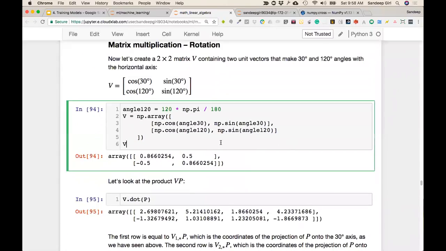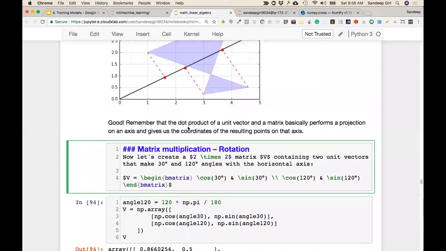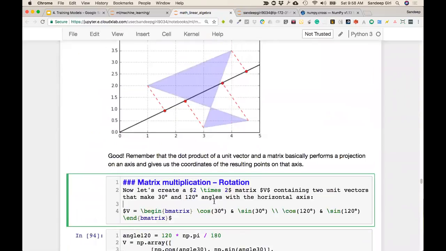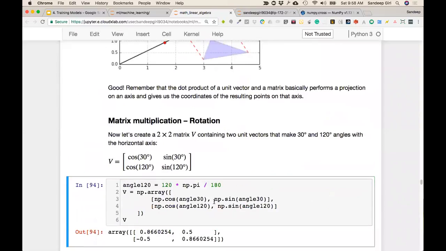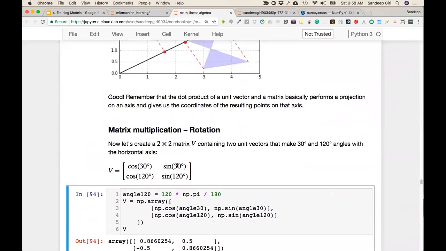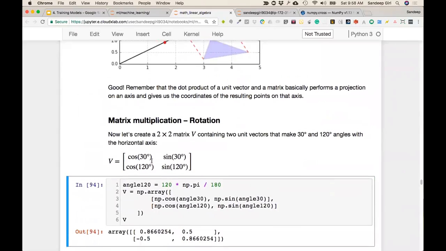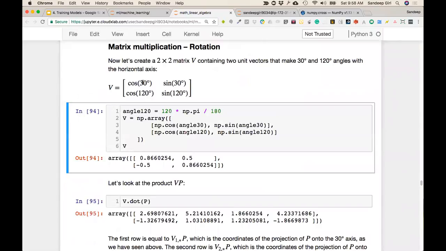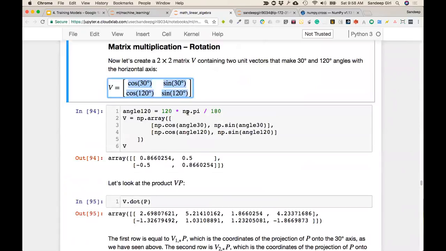Okay, let's take a look at this. So we are saying that we have four angles for each of the four corners. One is 30-degree. So we created the two unit vectors that make 30-degree and 120-degree with the horizontal axis. So instead of computing the value here, what we have done is we have found the angle, and the horizontal projection, the x and y projection, is what we have defined as the values here.